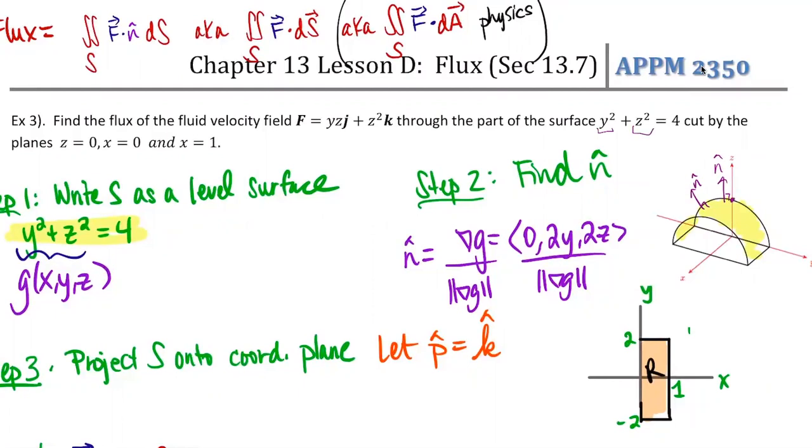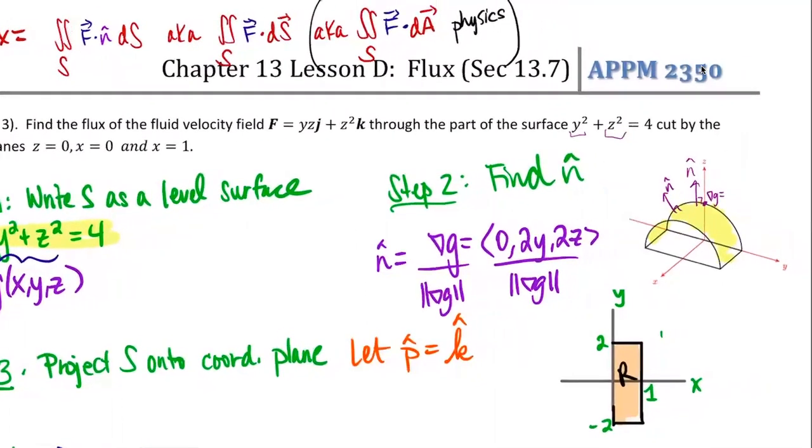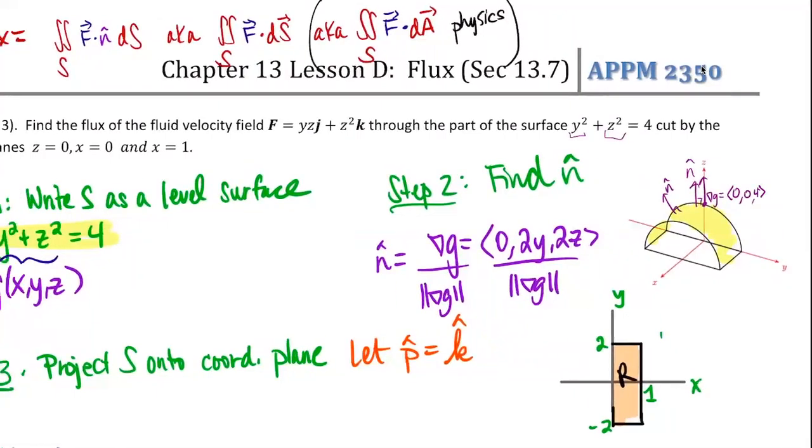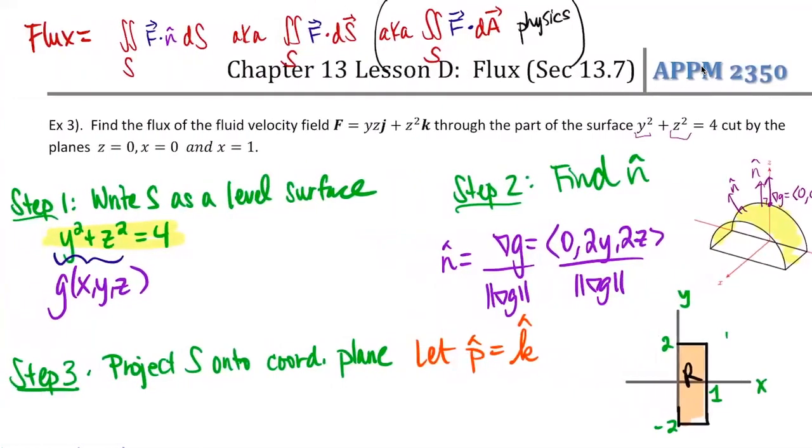And if I plug that in, my gradient right here, y is 0, z is 2, is going to be 0, 0, 4. And so it is in fact pointing the correct direction. So I don't need to take the negative of it. I can just use the gradient as I found it. And again, the reason you need to check that is there's a lot of different ways I could have written this as a level surface.